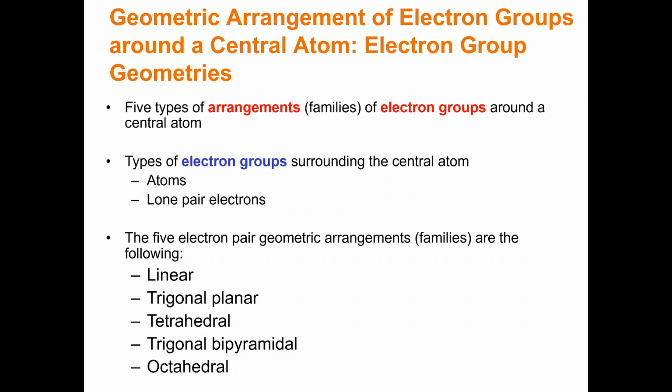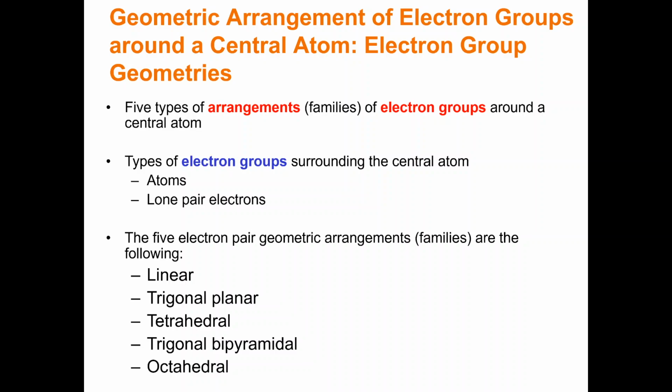So what are these shapes I'm talking about? They are basically 5 arrangements, or families, of electron groups around the central atom. The electron groups surrounding the central atom can be atoms or lone pairs, just like we saw before. The 5 basic types, and we'll look at each one individually, are linear, trigonal planar, tetrahedral, trigonal bipyramidal, and octahedral. Those are your 5 basic families.